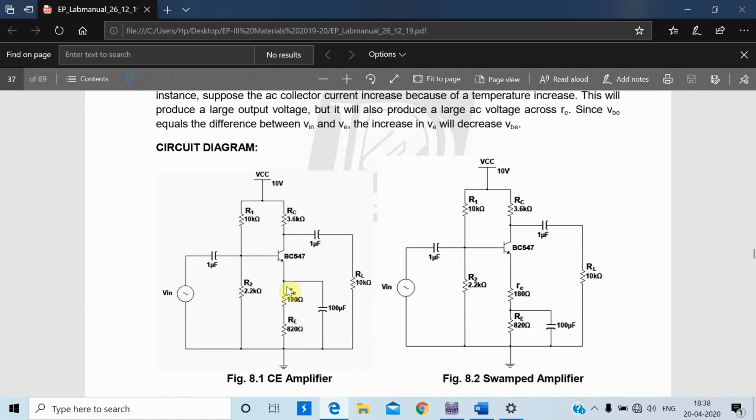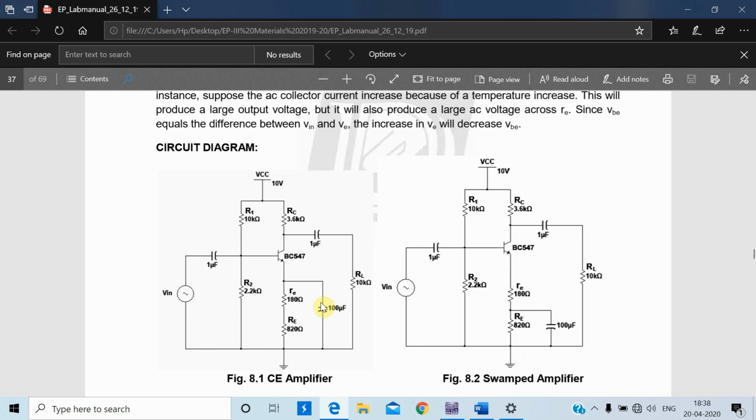As you can see here in the CE amplifier, all available emitter resistance is bypassed by a bypass capacitor, while here, from all available emitter resistance, a few resistances are unbypassed, right? So that is the circuit point of view difference.